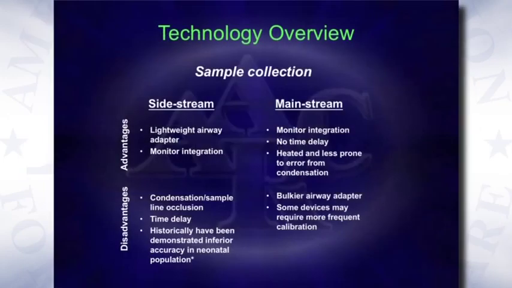Let's talk about some advantages and disadvantages of side stream and mainstream capnographs. For a side stream device, I think the main advantages are, number one, it's a lightweight airway adapter, which is especially important in neonates and small babies who we worry about excessive weight inadvertently extubating our patient. Number two, it can be readily integrated with the monitor. So for devices where we want to have CO2 monitoring capability at the bedside, especially in emergency departments, this can be an advantage.